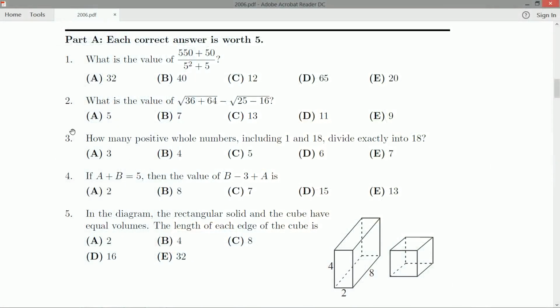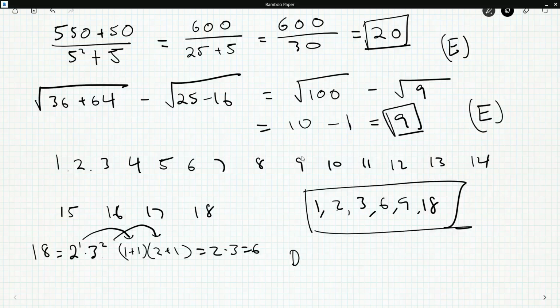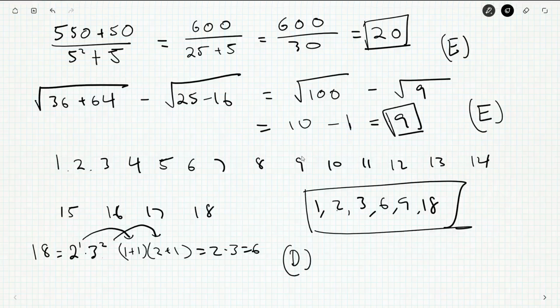However we do it, how many positive whole numbers, including those 2? If we weren't including them, we'd subtract 2 off of the 6 that we calculated, but our answer is going to be D. Okay? So that's 3 different ways you can do them. You don't have to do it the super advanced way all the time. Okay? 18 is a small number. You can just write them out.